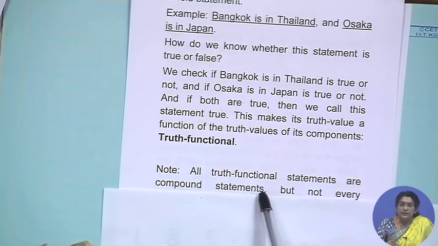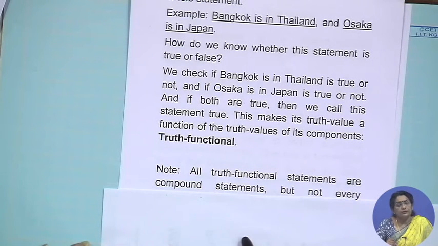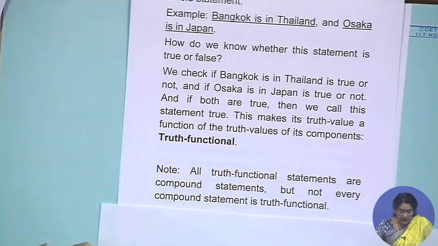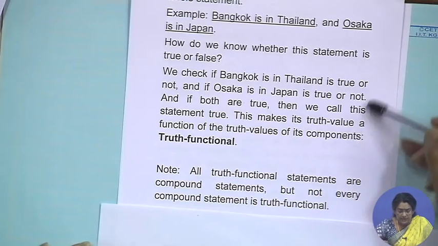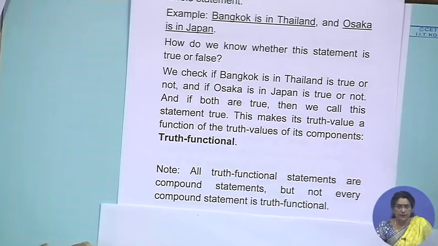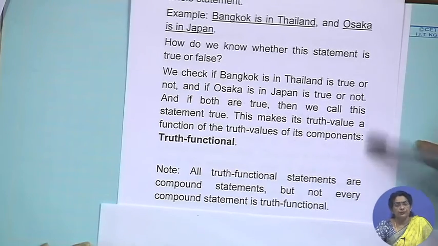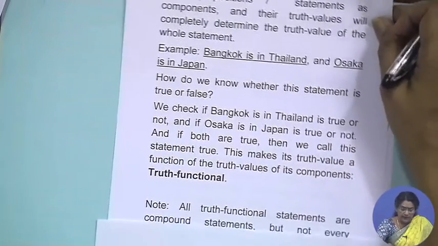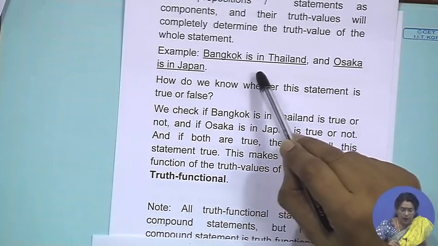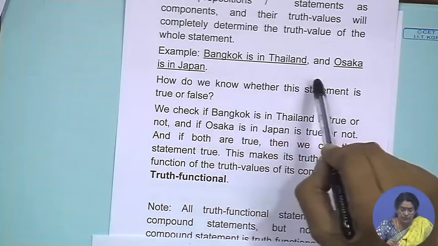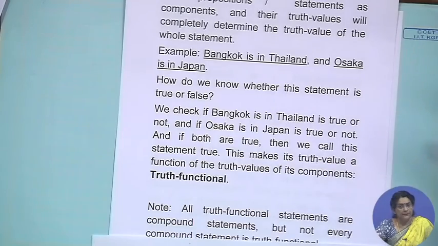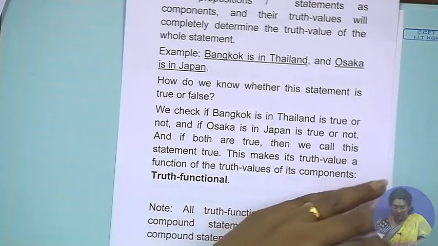Note, as we said, that all truth functional statements are compound statements. This we have already reiterated, but with that I am going to now add this further: it is not the case that every compound statement is truth functional. It is not necessary just because you have a compound statement in hand that it is going to be truth functional. So, this is a special property, and I will give you an example of this to make the point clearer, but this is the property that we need to really look into. In here, all I needed to know was whether Bangkok is in Thailand is true and Osaka is in Japan is true in order to figure out the truth value of the whole thing. Let us take another example to see the difference, so that we can put a contrast here.